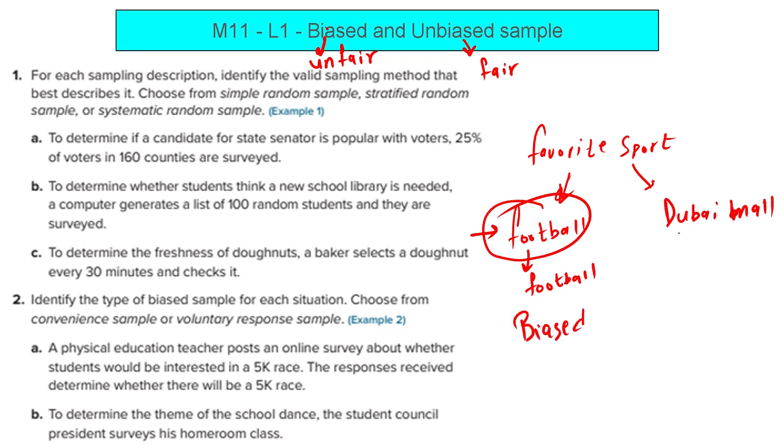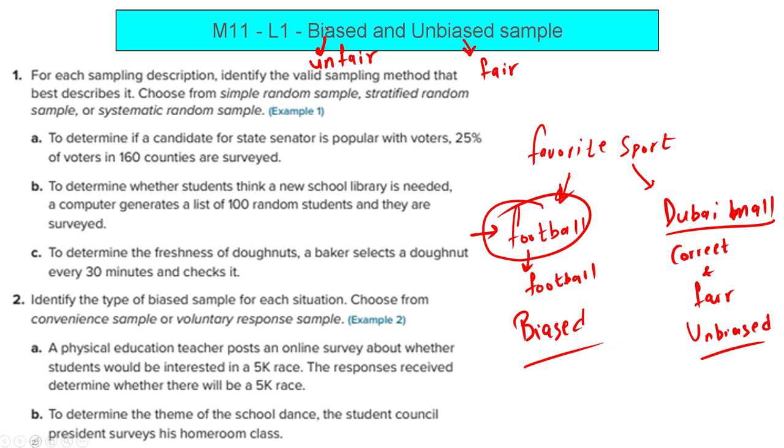But if I am going to Dubai Mall, people from different countries, different interests, different backgrounds are coming. So if I ask them, I will get different answers from different people. So here I can get correct and fair data. Correct or no? So when you are getting fair, accurate data, we call it unbiased data. Okay, so this is about biased and unbiased.